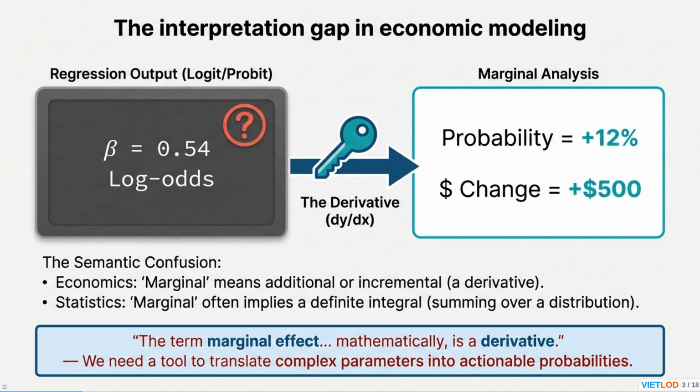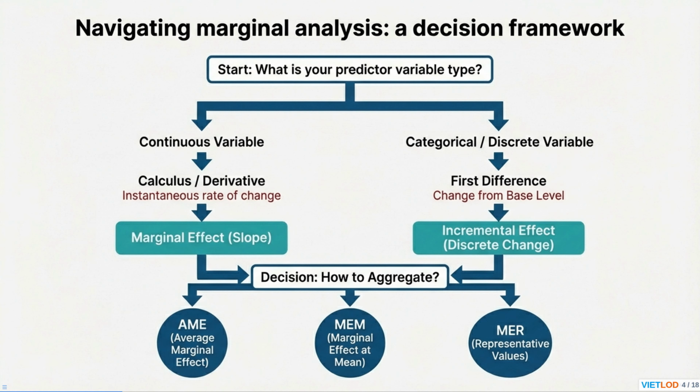By applying the derivative, it translates these abstract parameters into intuitive and actionable metrics, such as a 12 percentage point increase in probability or a $500 change in an outcome. This transformation is essential because while the term marginal effect in statistics can sometimes imply an integral, in economics, it consistently refers to an additional or incremental change, which is mathematically a derivative. We critically need this tool to convert complex model outputs into clear, actionable probabilities.